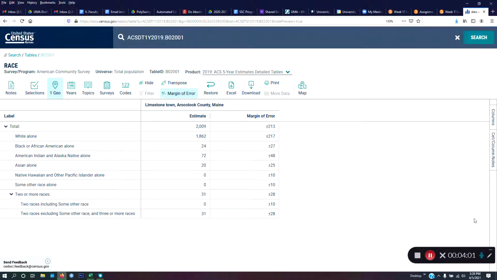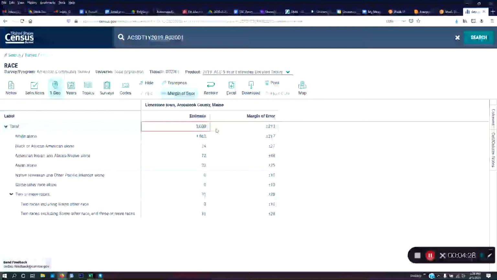Now, what you've got here is a number of numbers, they're counts. They're counts of particular people. So one that we are going to work with over and over again is going to be the total. Because while these counts will work for a town like Limestone that has a total population of 2009, in order to make comparisons, you're going to need to generate percentages. And here's how to do it.